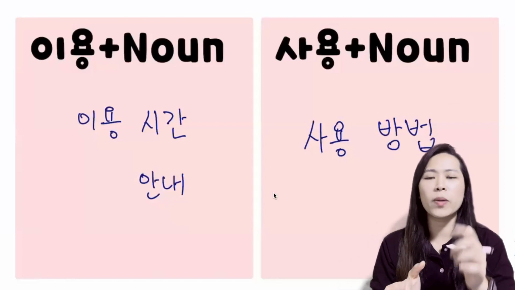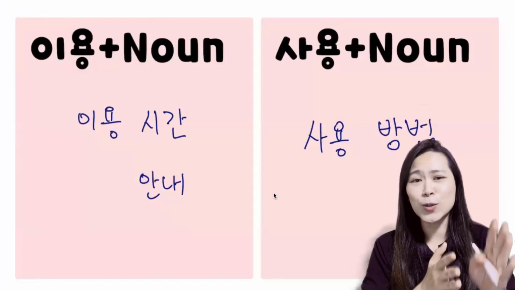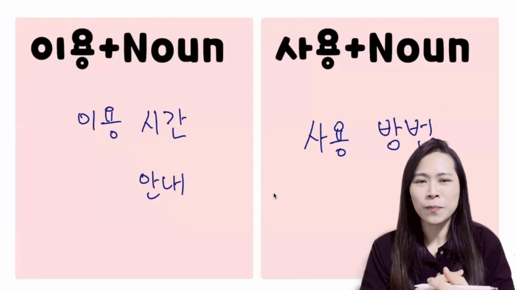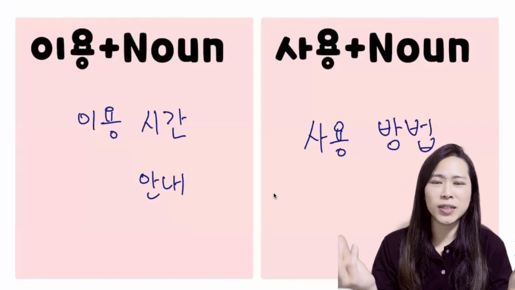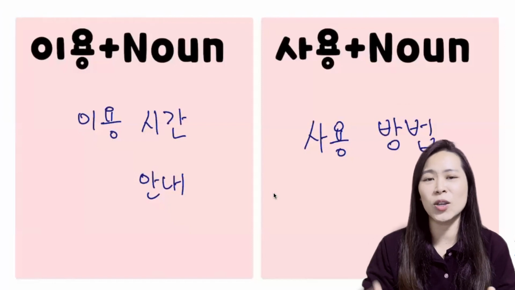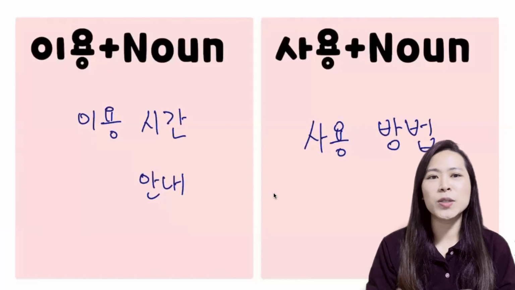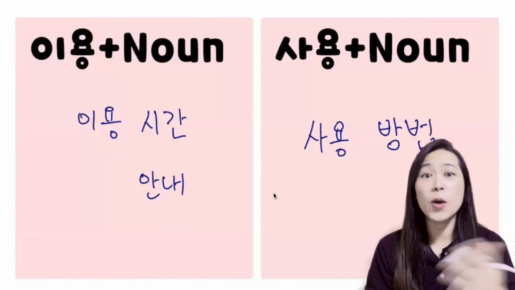So 이용 plus another noun. Usually, when you add this noun, it's another 한자 character. 한자 characters make beauty in the sense that when you place both together, it's a new word. So 이용 시간, 이용 안내, 시간 and 안내, 방법, they are all 한자 words. 이용 시간, 이용 안내, 사용 방법.